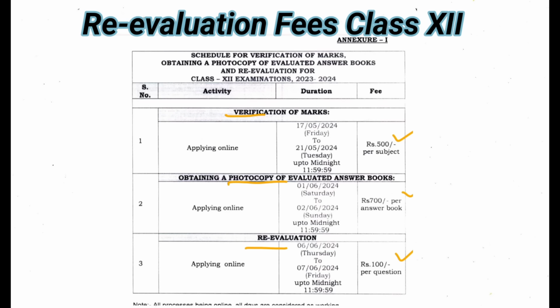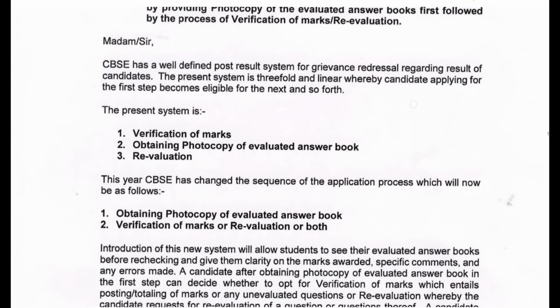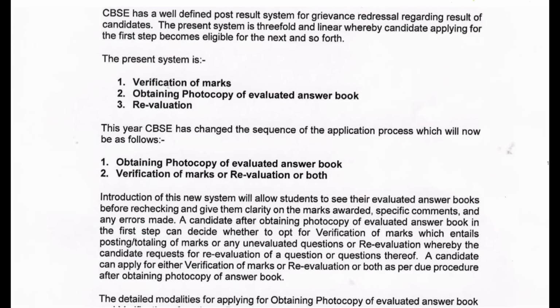Now let us see what the pattern is for this year. According to this circular dated 2 May 2025, CBSE has made changes in their pattern. Earlier, as I already told you, they used to have these 3 processes in this sequence: first verification, then photocopy, and lastly revaluation. Now this year onward, the first process will be photocopy of evaluated answer book, and then you can apply for verification of marks or revaluation or both. Now regarding payment, CBSE has still not given any instruction about whether the charges will be the same as the previous year or different.